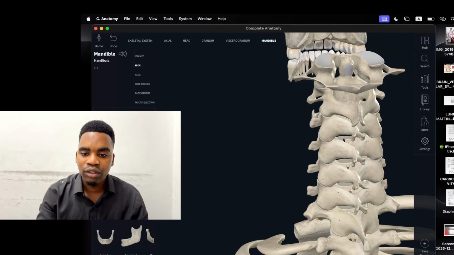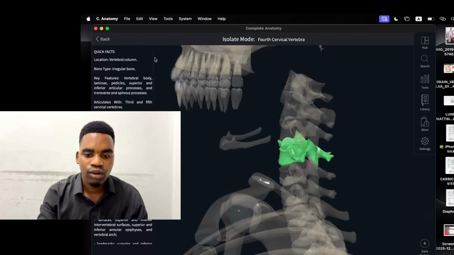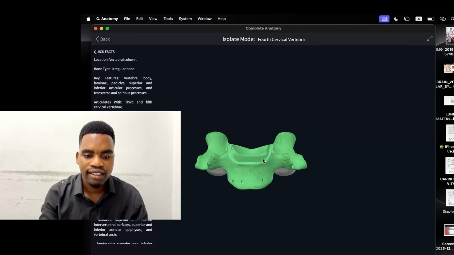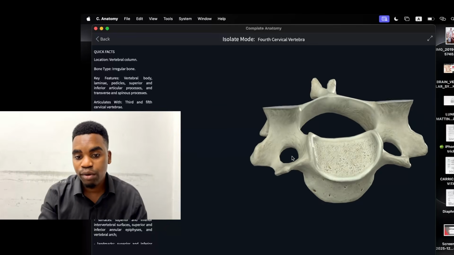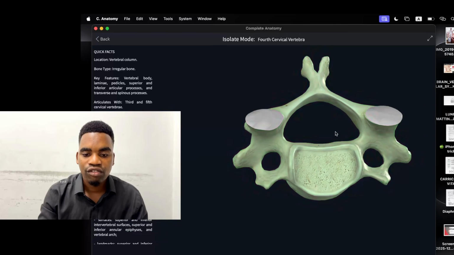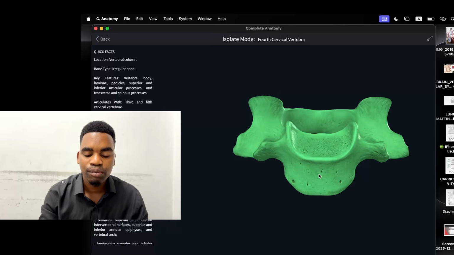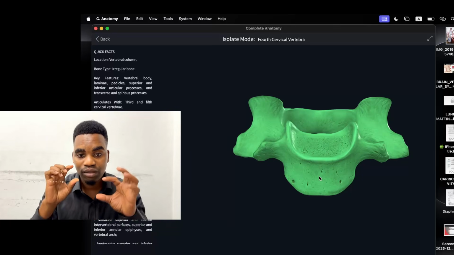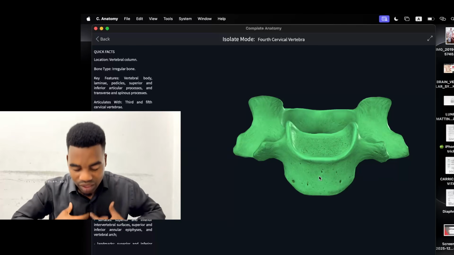Okay, what are the general features of the cervical vertebra? Let me take this one as an example, C4. We're going to discuss each one of the general features, which can also be referred to as the typical features of the cervical vertebra. I'm going to start from anteriorly moving backward. The body of the cervical vertebra is expected to be small compared to the thoracic and lumbar.